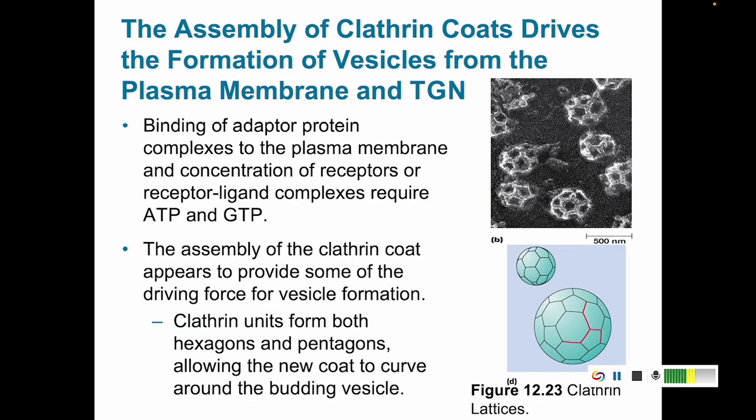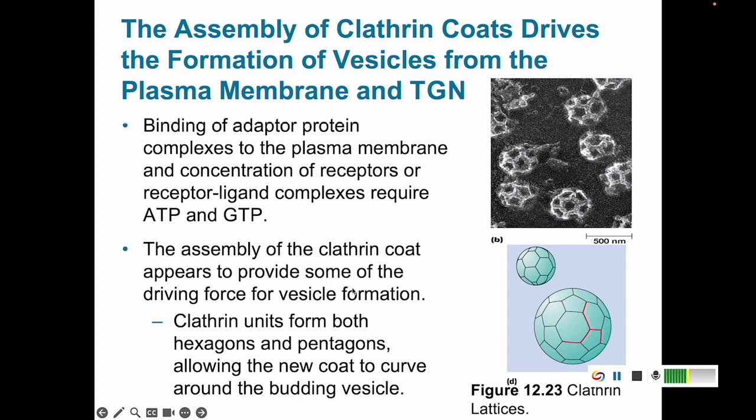When an adaptor protein complex binds to the plasma membrane, or when there is a high concentration of receptors, or when there is a receptor bound to its ligand complexes, that's all going to trigger the beginning of creating the clathrin coat, forming the vesicles, fusing from the plasma membrane towards somewhere else. All of this, binding the adaptor protein to the plasma membrane, having these receptor-ligand complexes, is going to require energy.